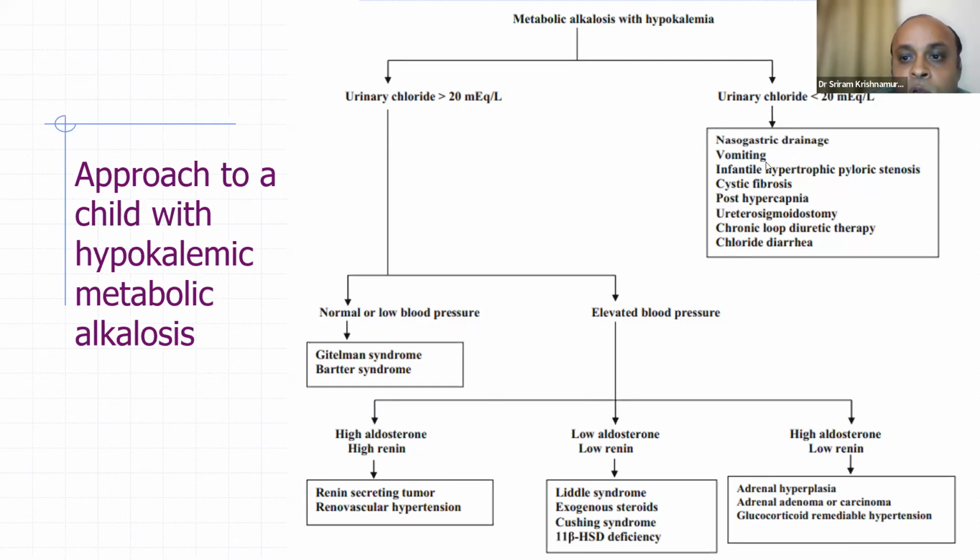This could include a congenital chloride diarrhea, a ureterosigmoidostomy, persistent vomiting, infantile hypertrophic pyloric stenosis, etc. Or a hypercapnic syndrome also could be leading to a urinary chloride less than 20.